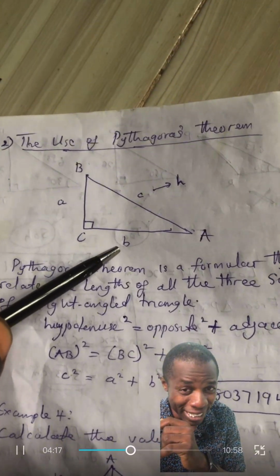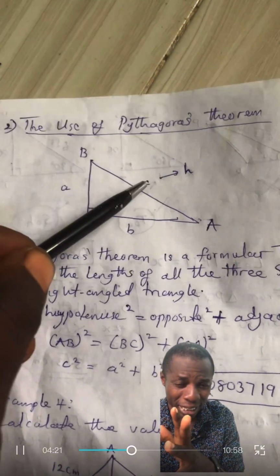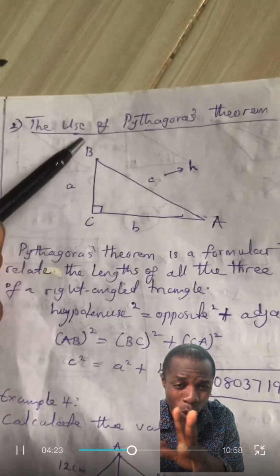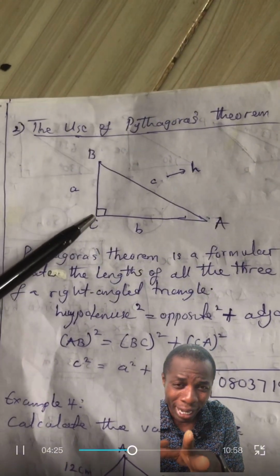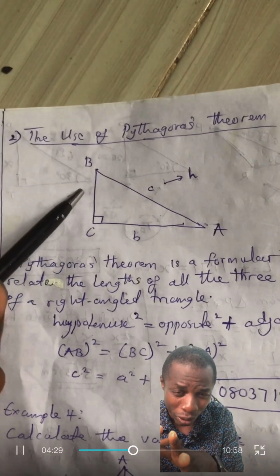Now, do not forget, I said we use small letters to represent sides and capital letters to represent angles. And I said each side is facing a unique angle.